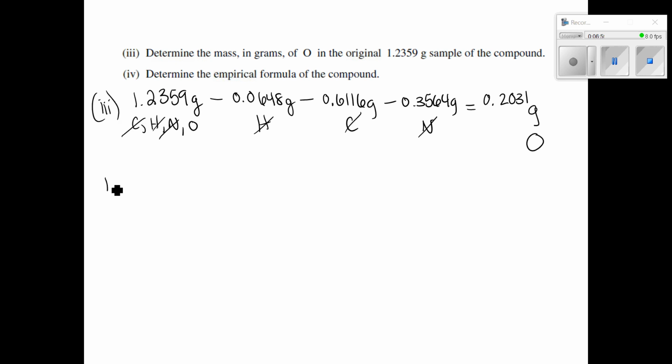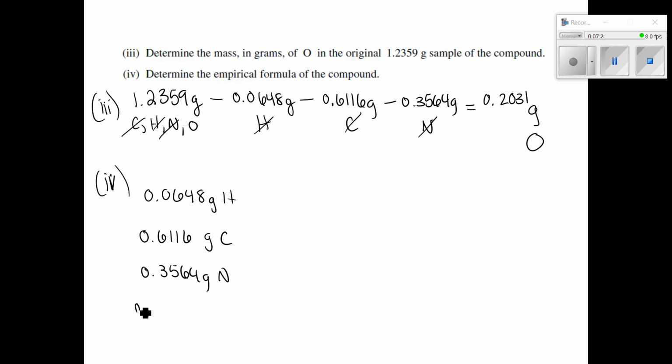And then for Roman numeral 4 here, it says determine the empirical formula. So the empirical formula is just a mole ratio. And you might remember the steps from our rhyme: percent to mass, mass to mole, divide by small, multiply till whole. So what we have right now are masses of my 4 elements. We know the mass of hydrogen, carbon, nitrogen, and oxygen. So next step is we're going to go from mass to mole.